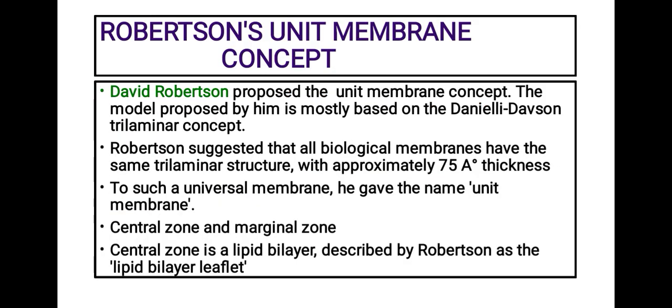Next is Robertson's unit membrane concept. David Robertson proposed the unit membrane concept. The model proposed by him is mostly based on the Danielli and Davson trilaminar concept. Robertson suggested that all biological membranes have the same trilaminar structure with approximately 75 angstrom thickness. To such a universal membrane, he gave the name unit membrane.